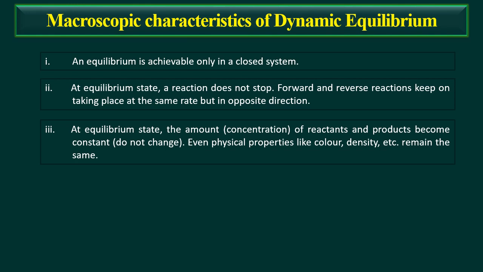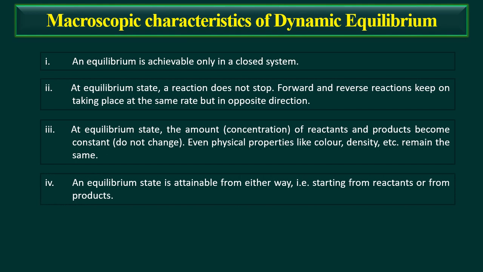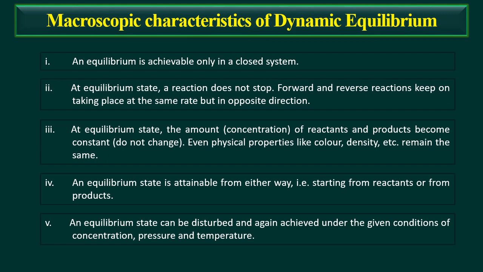Even physical properties like color, density, etc. remain the same. And number 4, an equilibrium state is attainable from either way, that is, starting from reactants or from products. And number 5 is, an equilibrium state can be disturbed and again achieved under the given conditions of concentration, pressure and temperature. I hope you understand.